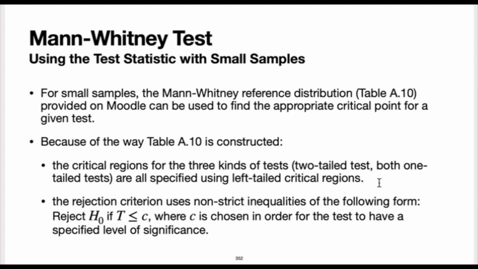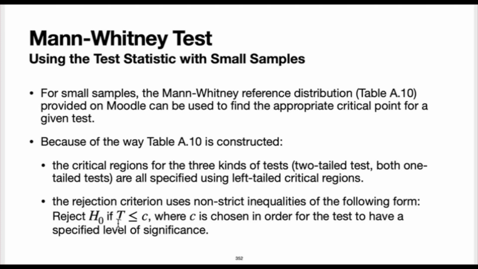What that means is that the rejection criterion for each of these 3 tests uses inequalities of the form: we're going to reject the null hypothesis if the test statistic T is less than or equal to C. So it's going to be a left-tailed rejection region, even if we're doing what looks like a right-tailed test. The reason is that's how this table has been constructed. So again, the rejection criterion for each of these kinds of tests uses inequalities of the following form.